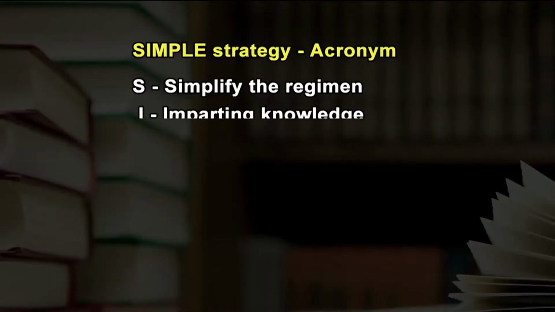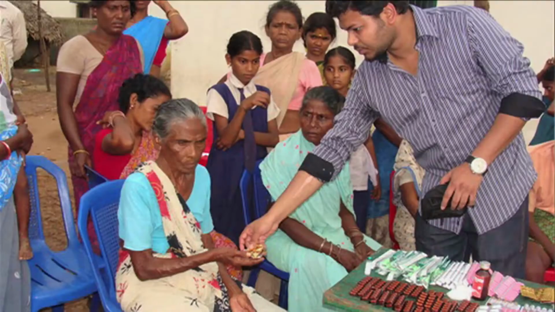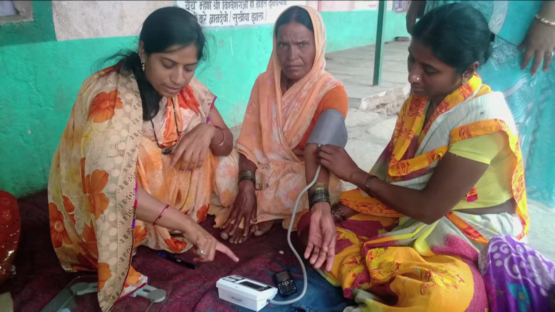And next comes I, which is imparting knowledge. Here let me give one more example. Imparting knowledge includes focusing on patient-provider shared decision making, where the patient as well as the practitioner come to a conclusion together. It should not be one-ended. Even the patient should get satisfied.